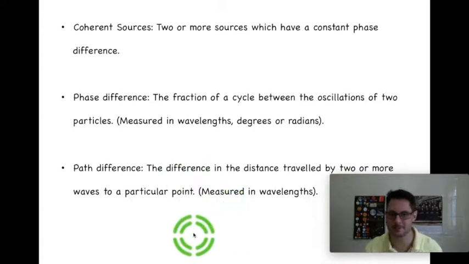Path difference. Path difference is when we're talking about two sources emitting waves, and let's say, for example, they're in phase, they're coherent. When they go to a certain point, across the room, we have to recalculate what the phase difference is going to be at that point.